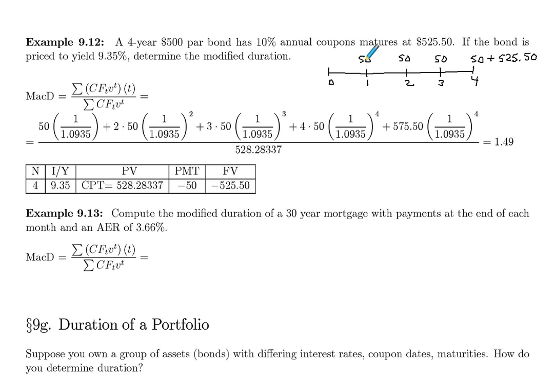So what we want to do is, again, take the present value and then multiply it by duration. So here we're going to get 50 times v multiplied by duration 1, plus the second 50 brought back with v squared times the duration of that cash flow, which is 2, plus 50v cubed times 3.